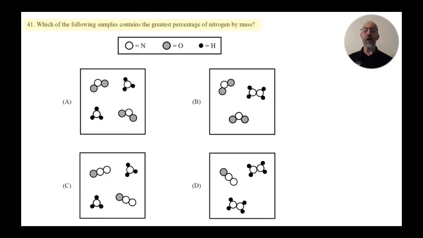So we see 4 particle diagrams. All we have to do to answer question 41 is count the particles and do the math. So on the periodic table, nitrogen has a mass of 14, oxygen has a mass of 16, and hydrogen has a mass of 1. Let's begin with choice A.